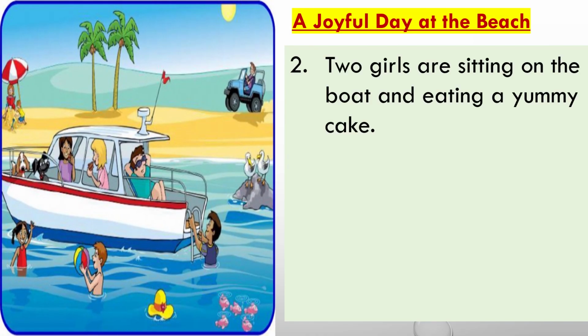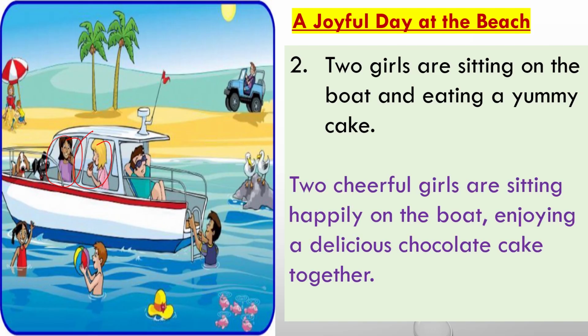Second sentence. Two girls are sitting on a boat and eating a yummy cake. So what extra details can you add? Two cheerful girls are sitting happily on the boat, enjoying a delicious chocolate cake together. So this way we can add details.